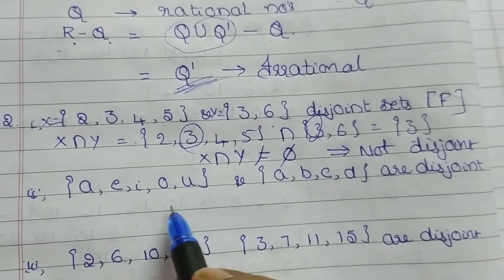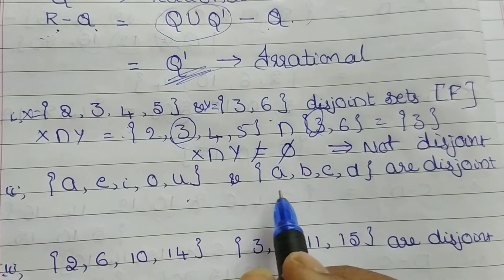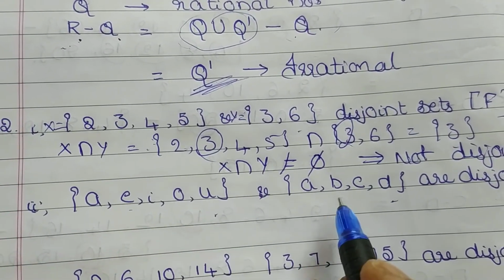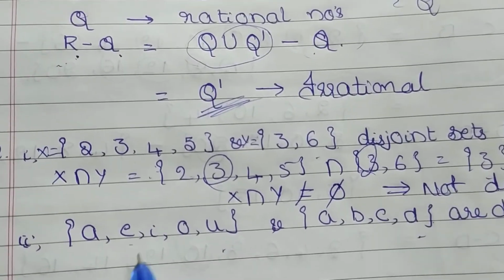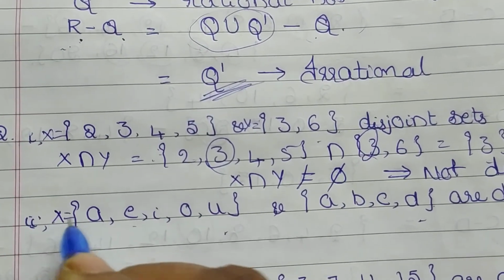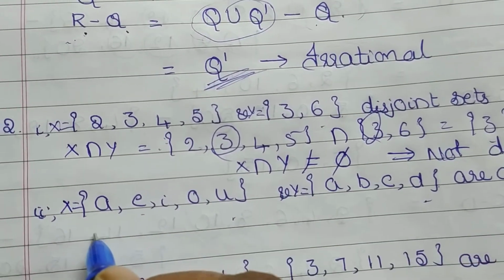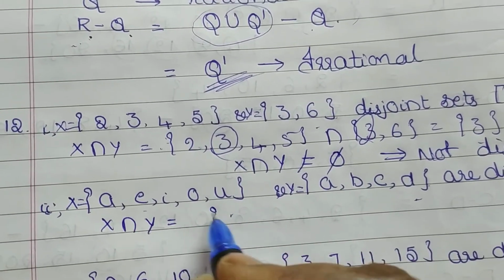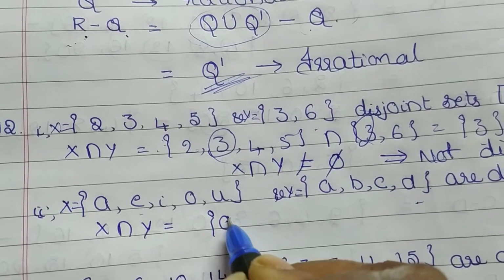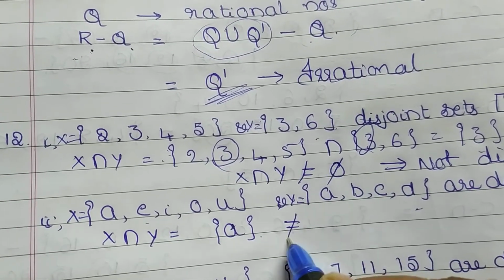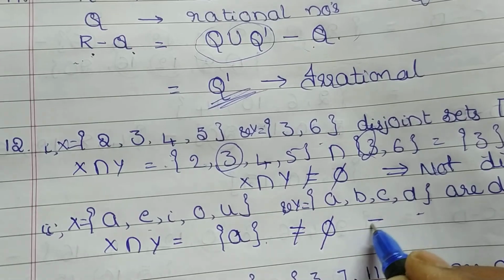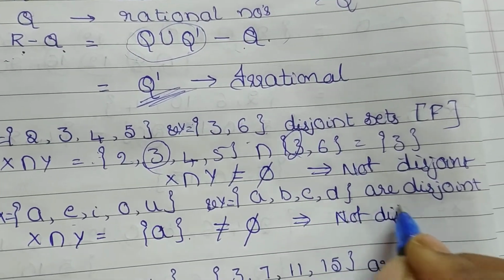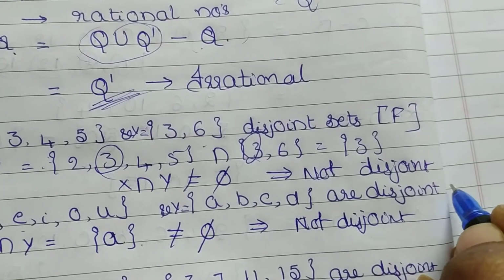Now the second one. They gave A, E, I, O, U as one set and A, B, C, D as the other set. If you observe these two, A is common in both. Is it not? So let us take this as X and this as Y. Now find x intersection y. So you will get what is common. I am writing directly what is common in both the sets. So it is A, which is not a null set. Since it is not a null set, they are not disjoint. So what they gave, again, is false.